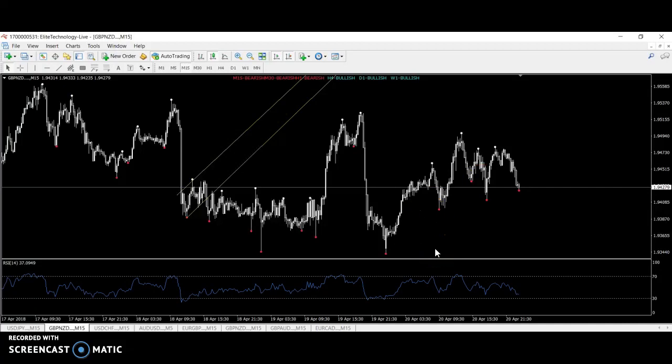So the first thing I'm going to talk about is flag formations. These ones are pretty great. Now, with a flag formation, I have one highlighted here. I highlighted a couple examples already. So they are continuation patterns, and they usually find their place in the middle or end of a trend. So the first thing you're going to have to do if you want to trade a flag is figure out the direction on the higher time frames.